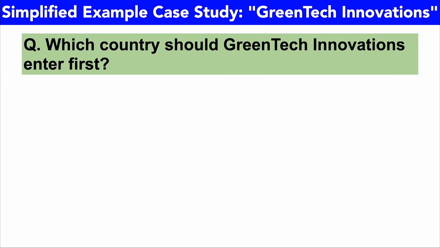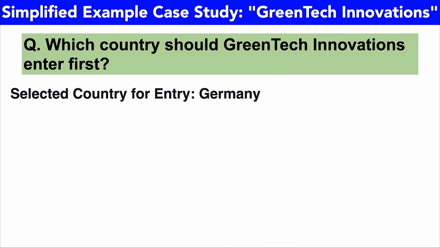I'm going to give you a brilliant way to answer this quickly and effectively in a clear and concise manner. Remember, use bullet points where you can. So, selected country for entry: Germany. That is how I would write that to make it clear and concise.